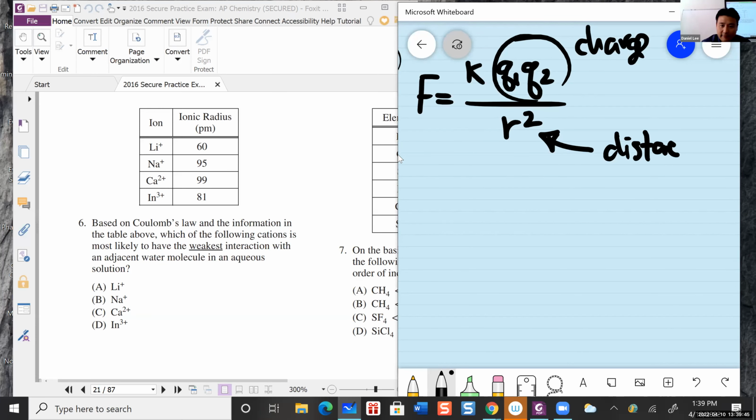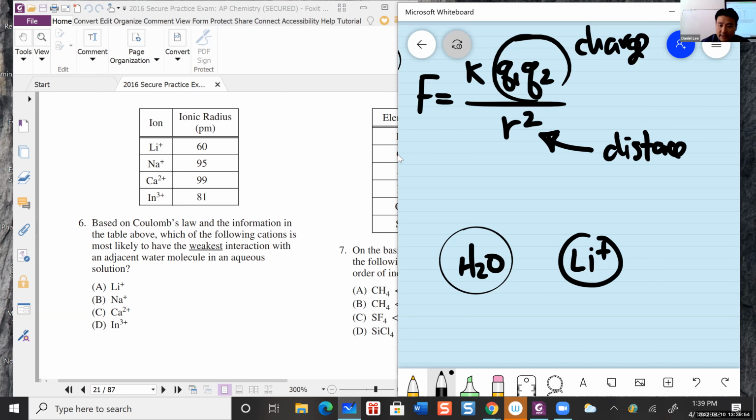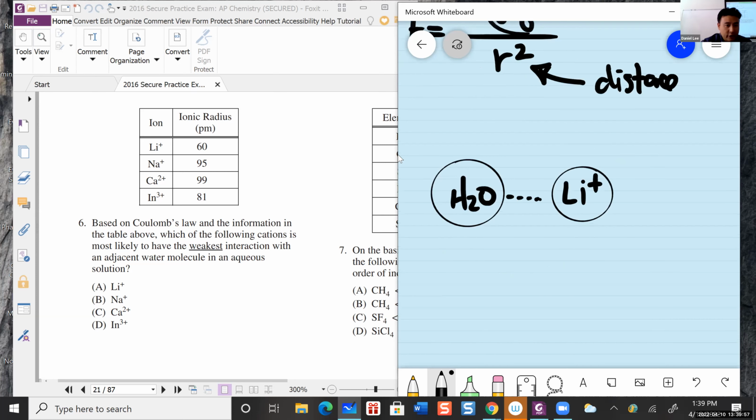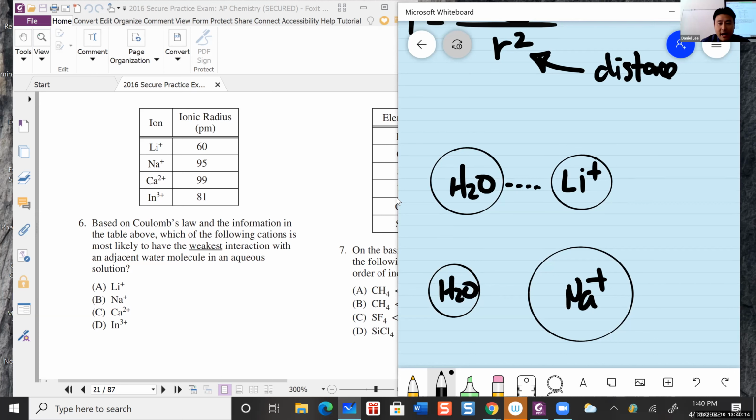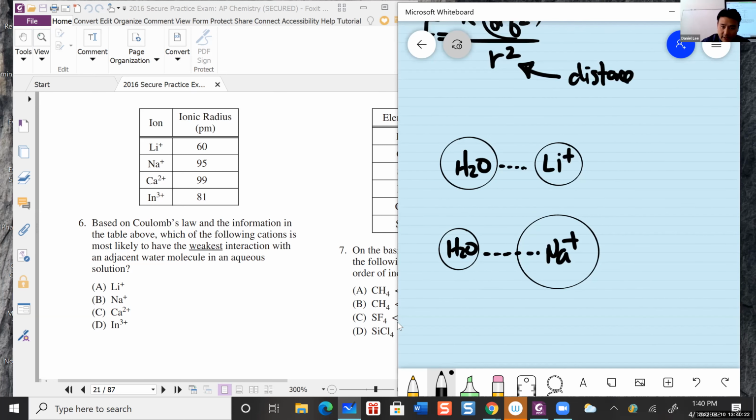So in this case, we're looking for water, for example, a molecule, versus that of lithium. Okay, so you want the weakest interaction, so you want the weakest charge. So don't pick calcium, calcium is 2+, and don't pick indium, it is 3+, so forget about that. So we are comparing sodium versus lithium. Because sodium is a bigger ion, larger radius, so the force is less, okay? Lithium is a very tiny ion. So the distance of separation will be closer.